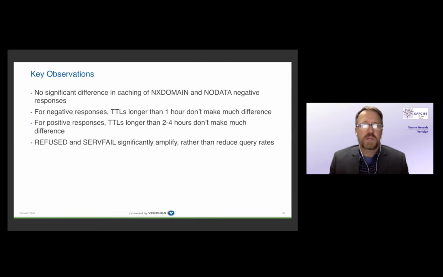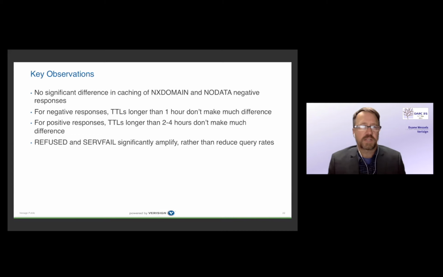So a few key observations from all of this. There's really no difference in caching of NXDOMAIN or no data negative responses. It seems like the population of recursive name servers treats those equivalently. For negative responses, TTLs longer than an hour don't make much difference in terms of query rates. And for positive responses, that's about 2 to 4 hours, beyond which you don't see much more difference.